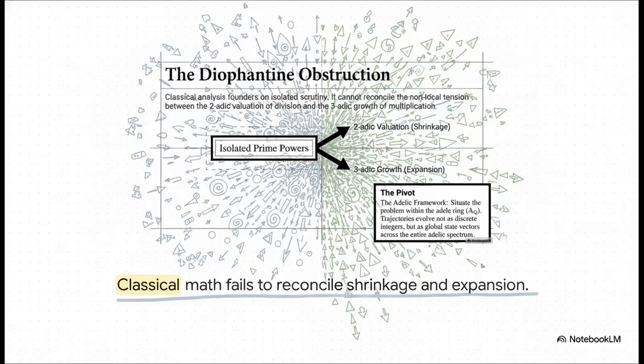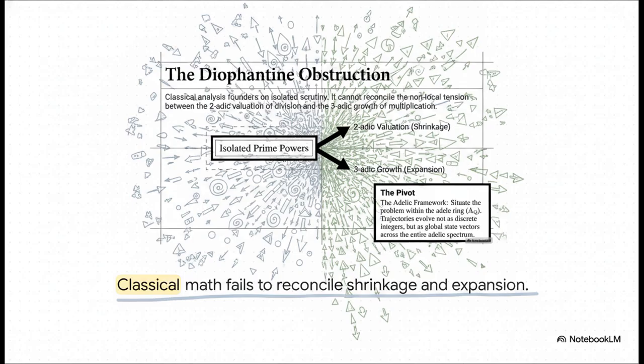So historically, classical mathematics has just hit a total brick wall when trying to solve this conjecture. And why? Well, classical Diophantine analysis founders because it completely relies on isolated scrutiny. It traditionally isolates prime powers, trying to understand them in a vacuum. But the Collatz conjecture creates an unsolvable tension, right? On one hand, you have the division by two operations, what we call two-adic valuation or shrinkage, and on the other, you have the multiplication by three operations, the three-adic growth or expansion.